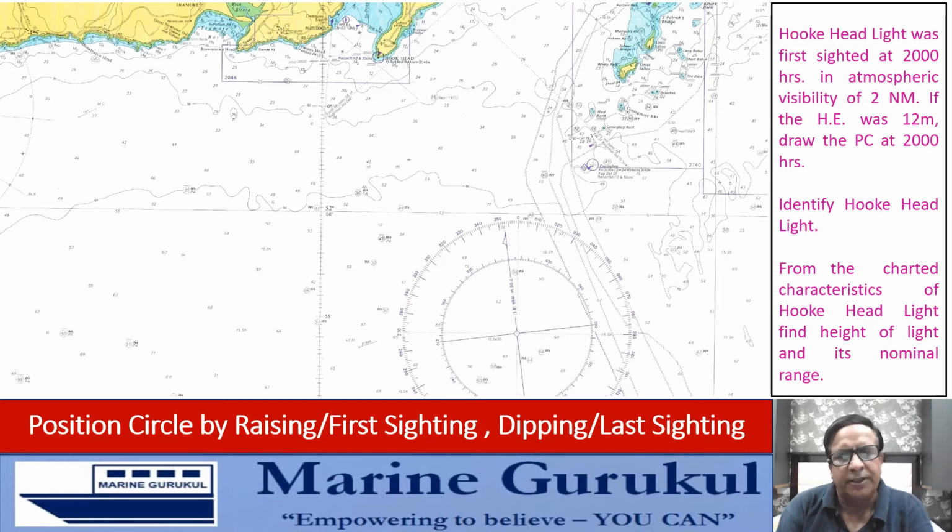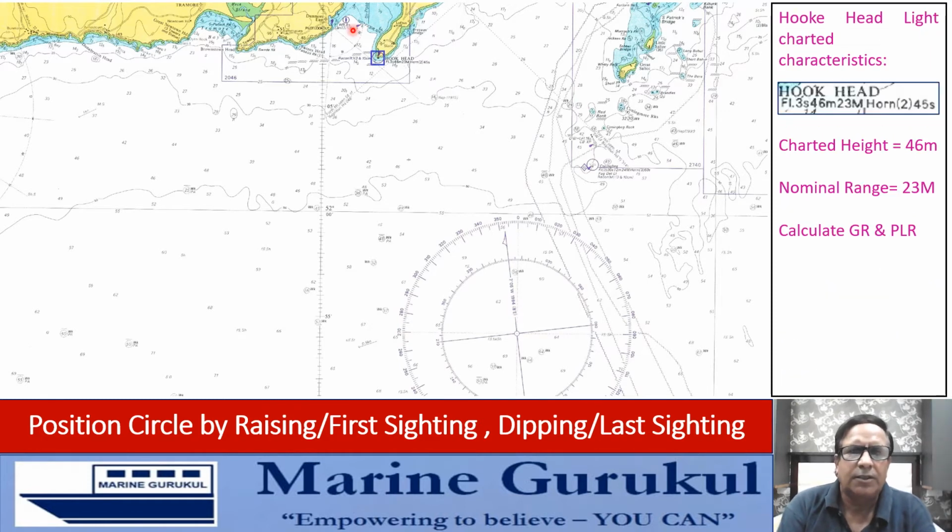information as needed. Now on the chart, here is the hook headlight. We pick up its characteristics, and characteristics are here. Flashing 3 seconds, 46 meters, that is the height, 23 capital M is the nominal range, and horn 45 seconds. So the charted height of the hook head is 46 meters. Nominal range of hook head is 23 miles.